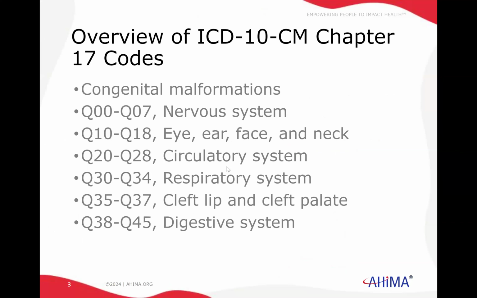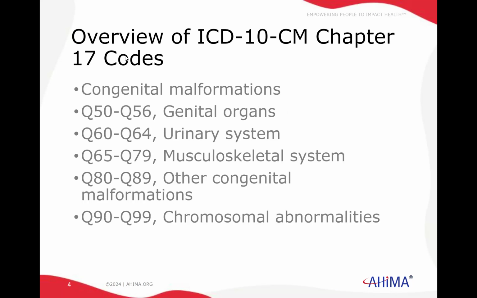And these cover any congenital malformations from the nervous system, Q00 through Q07, Q10 through Q18, eye, ear, face, and neck, Q20 through Q28, circulatory system, Q30 through Q34, respiratory system, Q35 through Q37, cleft lip, cleft palate, Q38 through Q45, the digestive system, and Q50 through Q56, genital organs, Q60 through Q64, urinary system, Q65 through Q79, musculoskeletal system, Q80 through Q89, other congenital malformations, and then Q90 through Q99 is reserved again for those chromosomal abnormalities.